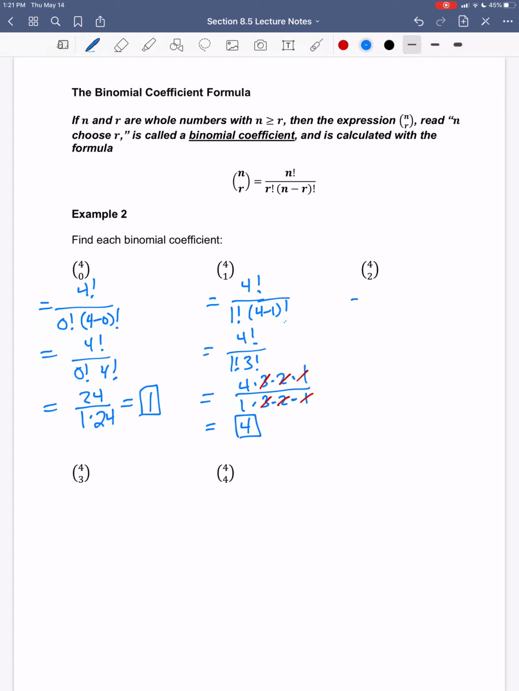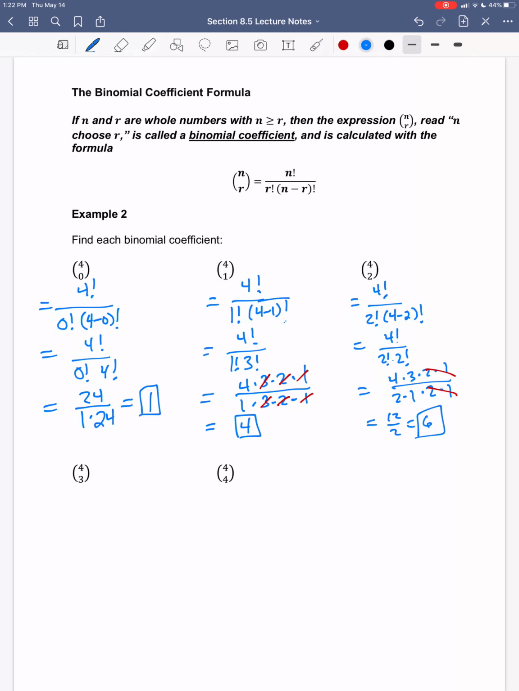So this next one then, we have 4 factorial. We get 2 factorial in the bottom, and then 4 minus 2 factorial in the bottom. So that's 4 factorial, and then I get 2 factorial times 2 factorial. So that's 4 times 3 times 2 times 1, and I get 2 times 1 times 2 times 1. But a lot of that stuff cancels out. I get 12 over 2, which is 6.